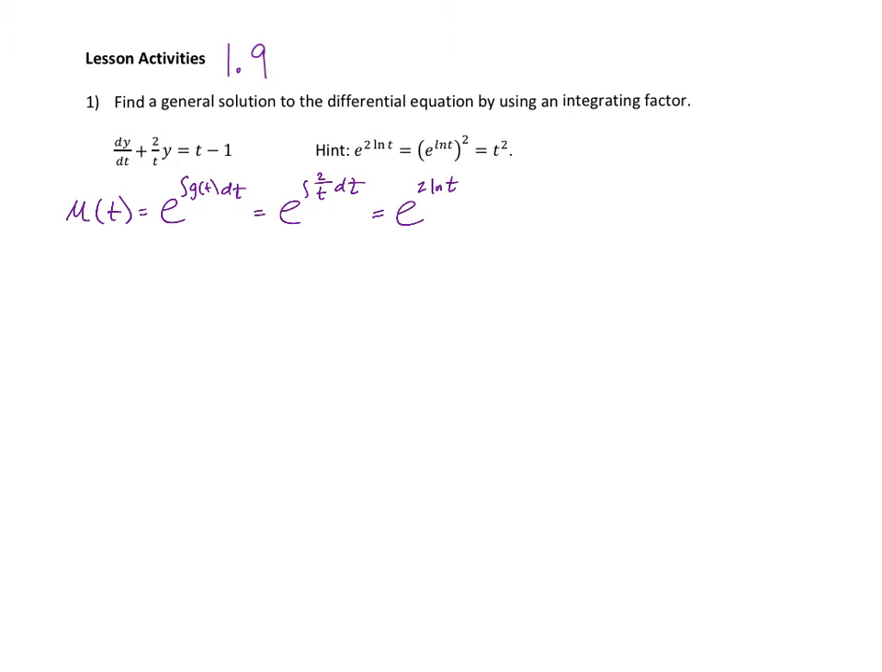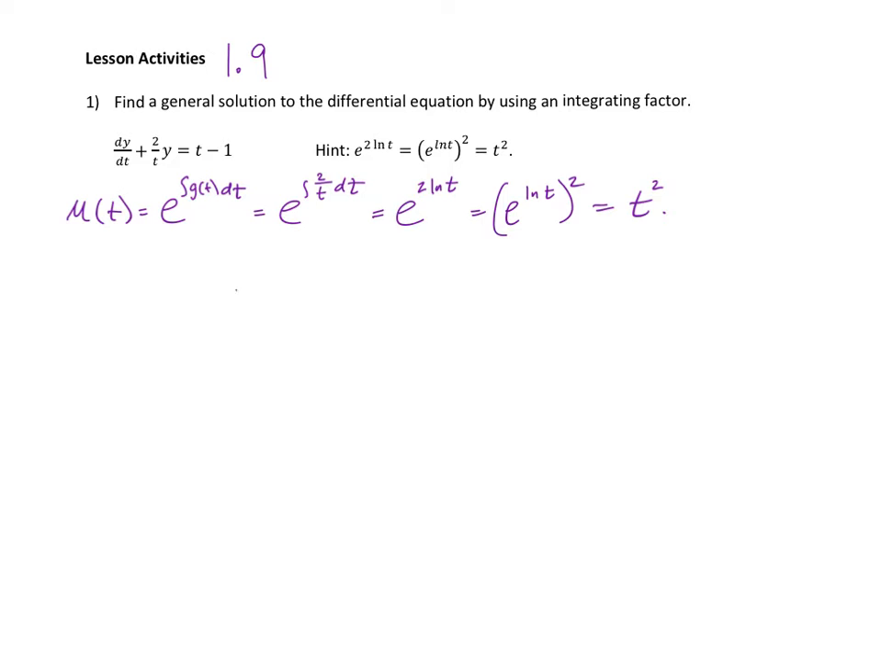And then e to the 2 ln t, a little hint that I gave you just above here, is that you can rewrite that as e to the ln of t squared, right? Because when you raise a power to a power, you would multiply the exponents. So 2 times ln t gives you this. But then e to the ln t, exponentials and natural logs are inverses of each other, so e to the ln of t is just t. So this simplifies out nicely to just t squared.